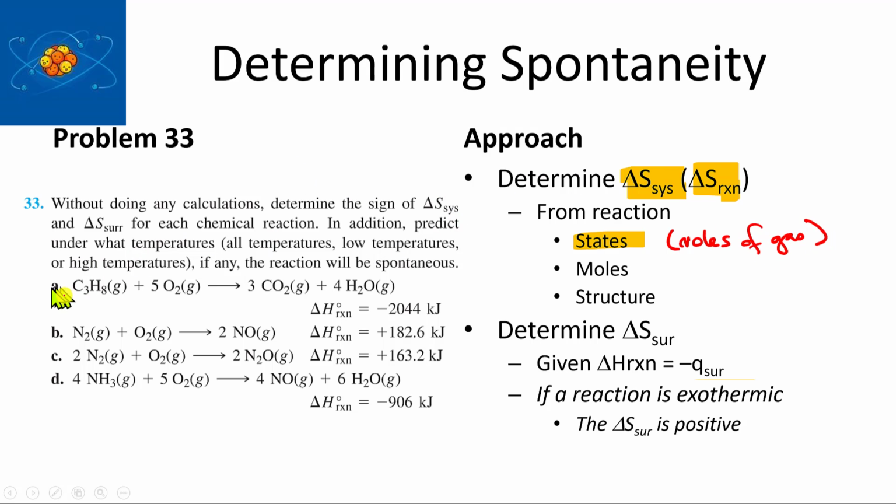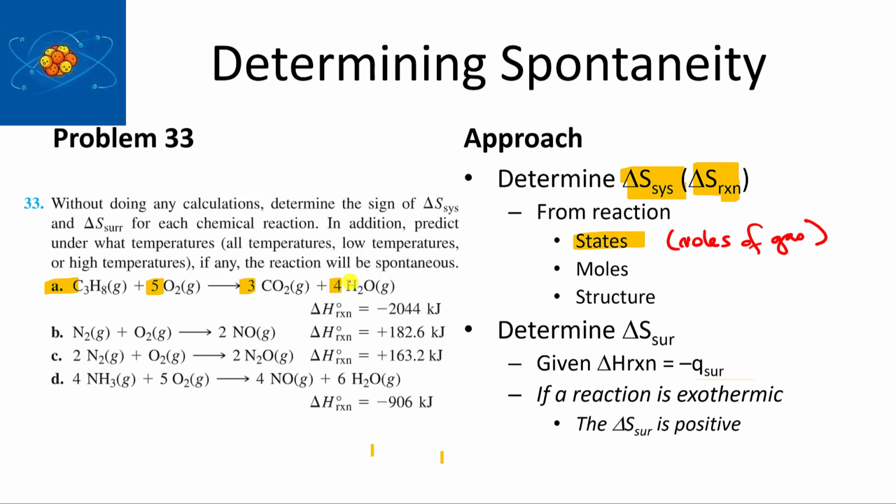So take a look at the first reaction. This is A. And we say it's C3H8, right? This is gas. O2 is a gas. It forms carbon dioxide and water. These are all gases. So we're looking at all gases. So then what we need to do is look at the moles of gas. And when we look here, I have 1, 5, 3, and 4.